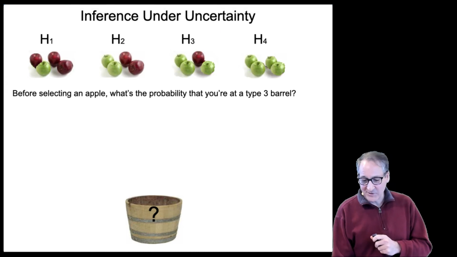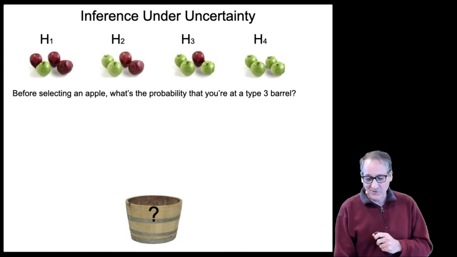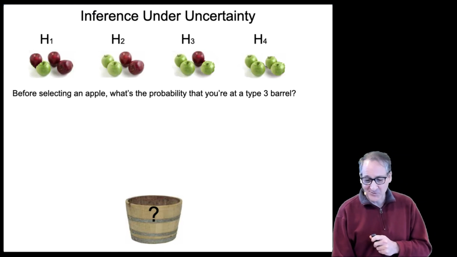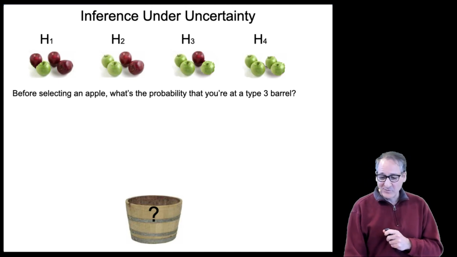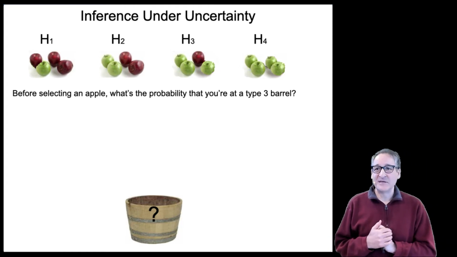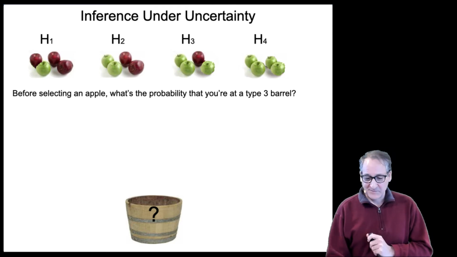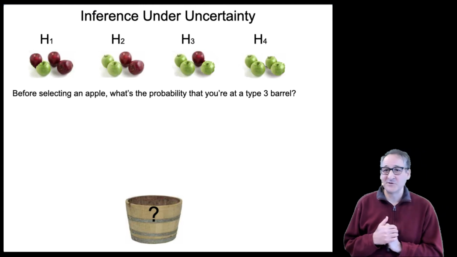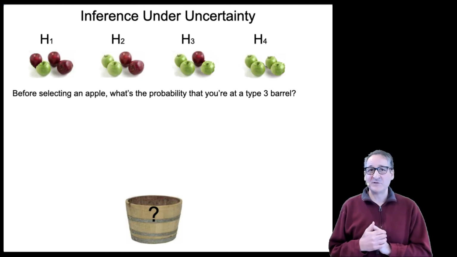If anyone would like to answer that question, feel free to raise your hand, and I'll see it in the participants list. Raise your Zoom hand, and then I can unmute you, and you can offer a public opinion. So what's the probability that the barrel you're going to come across is the H3 type? Knowing everything you know about the problem so far, there are 100 barrels, 25 of each type.